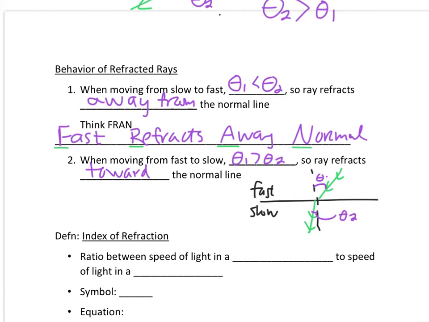Okay, so the main thing you need to remember is Fran: fast refracts away from normal, if it's going from a slow to a fast medium, or just in general. Whenever you're in the faster medium, this angle has to be farther away from the normal.